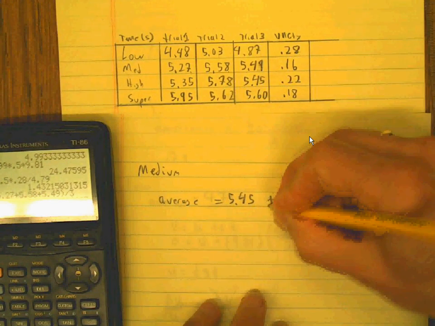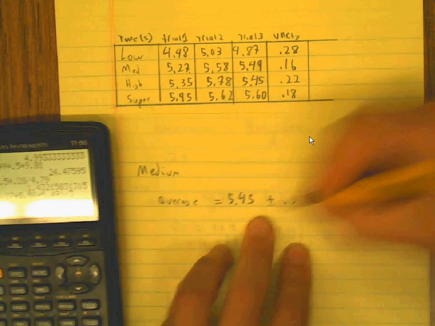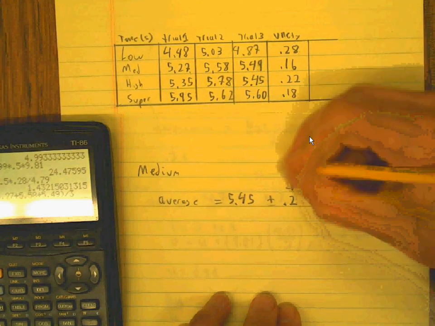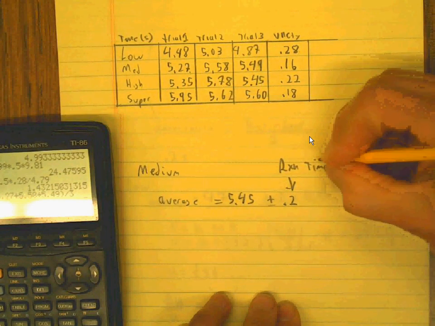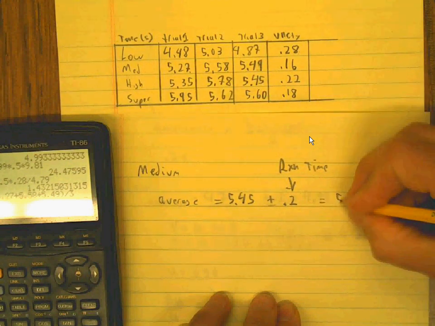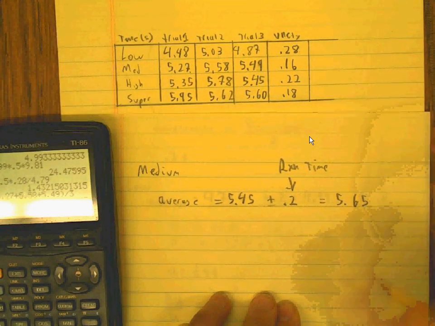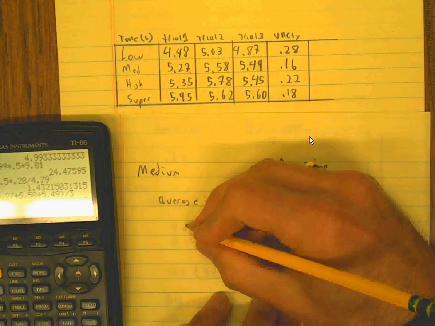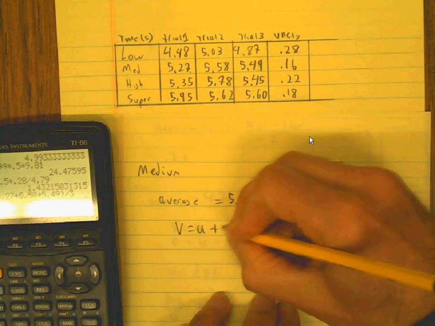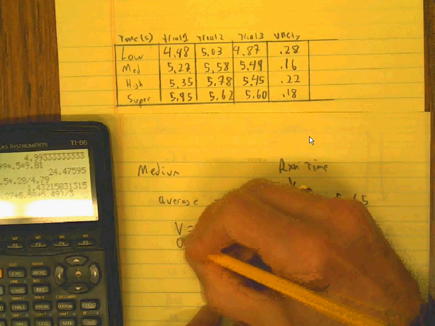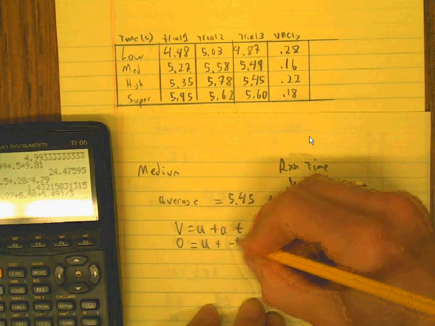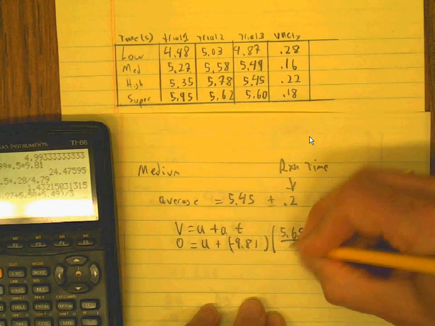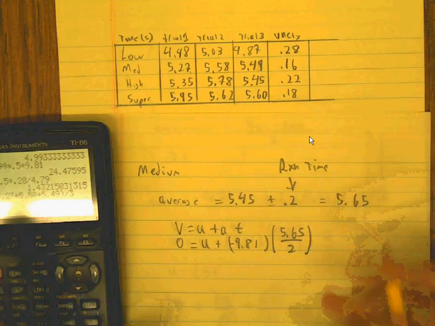And then I'm going to add 0.2, not plus or minus, plus 0.2, for systematic error. 0.2 seconds. That might be my reaction time. And I get that I think it's in the air for 5.65 seconds because I started the watch late. And then essentially my velocity is V equals U plus AT. It was 0, negative 9.81, at half that time, 5.65 over 2.